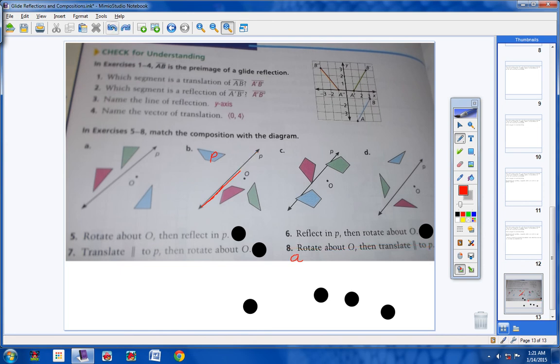So we have our pre-image here. It's reflected to here. And then rotate about, oh, that looks right. We've taken this item here and we've rotated it around P. Okay, so we took it and we rotated it about O, and so letter B would go with number 6.